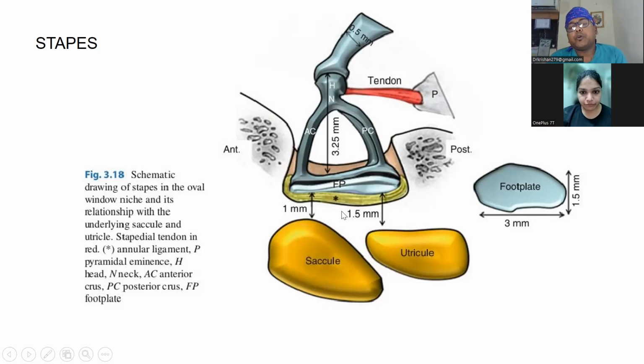This is very important. See here, the distances are marked, 1 mm and 1.5 mm. Whenever these perforations are made, they are not made in the anterior part. Either they are made in the middle or the posterior part, preferably in the posterior. But a few people also do it in the middle part, which is ergonomically easy to do. But ideally, that should be done in the posterior part.